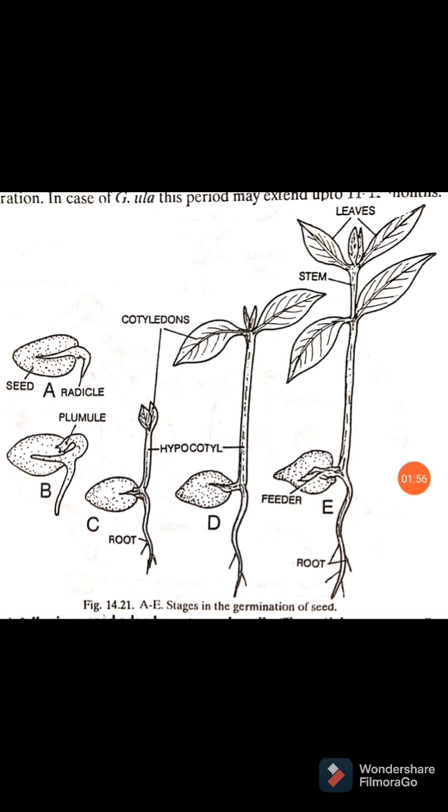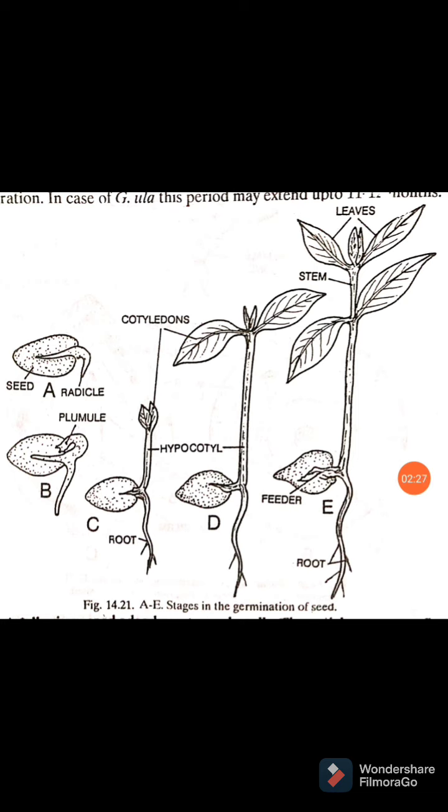Whereas the feeder remains inside the seed and it will continue to absorb food material. So that is the function of the feeder. Okay, you can see in figure E. This feeder remains inside the seed and will continue to absorb food material from the endosperm till the young shoot develops 2 to 3 pairs of leaves. So this is the whole process of the germination of the seed.